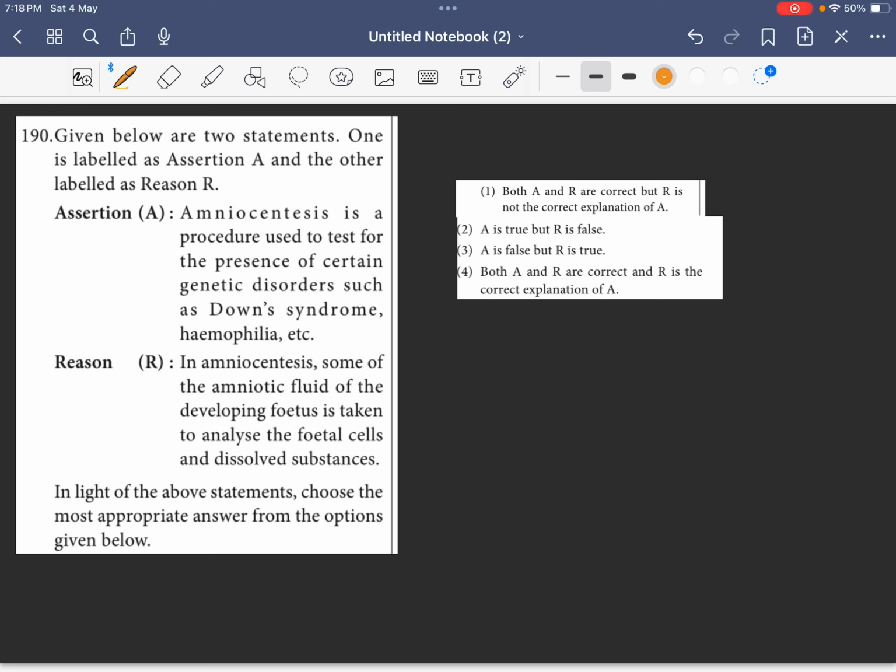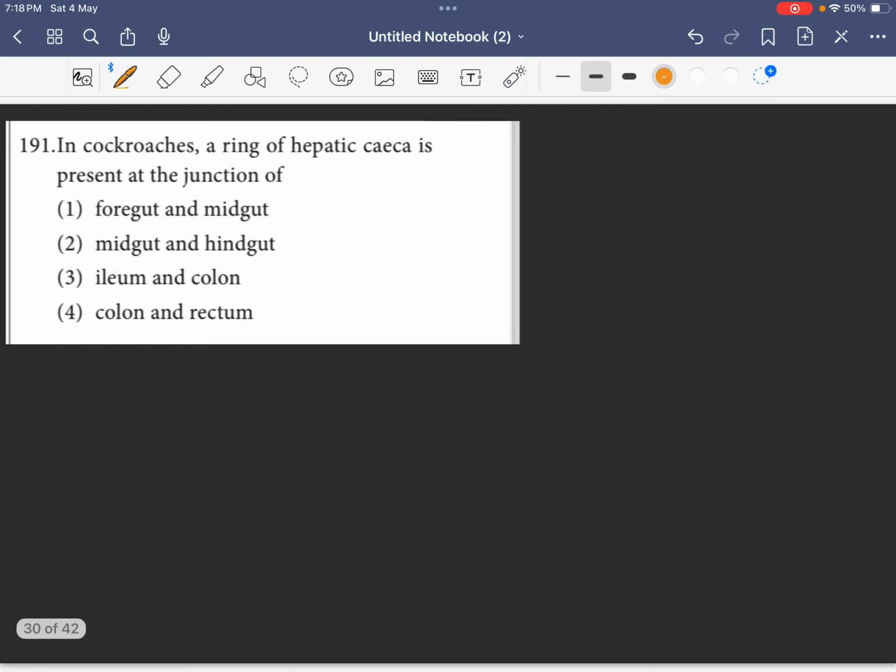Given below are two statements. One is labeled as assertion and one is reason. Assertion: Amniocentesis is a procedure used to test for the presence of certain genetic disorders such as Down syndrome, hemophilia. Correct? Reason: In amniocentesis, some of the amniotic fluid of the developing fetus is taken to analyze the fetal cells and dissolved substances in it. That is also true, and it's a correct explanation. So your answer is both assertion and reason are correct, and reason is the correct explanation of assertion. So fourth is your correct answer.